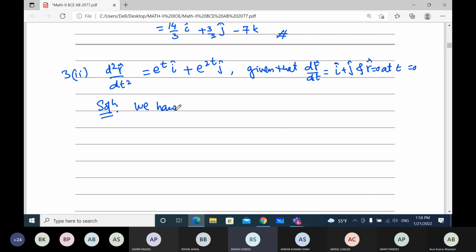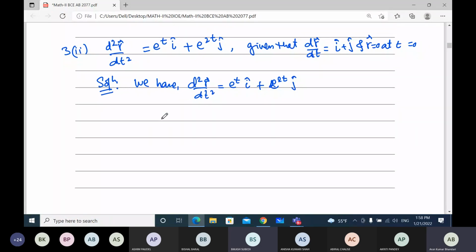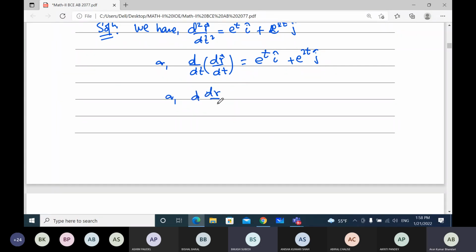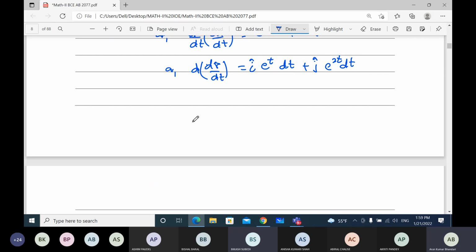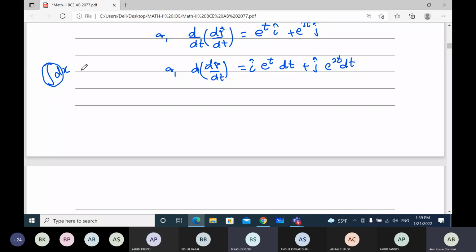We have d2r by dt square is equal to e^t i plus e^(2t) j, or d by dt of dr by dt, a very fundamental principle for solving differential equations, is equal to e^t i plus e^(2t) j. To remove the differential, we multiply by dt: i e^t dt plus j e^(2t) dt.